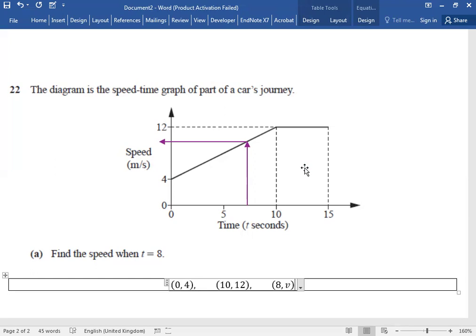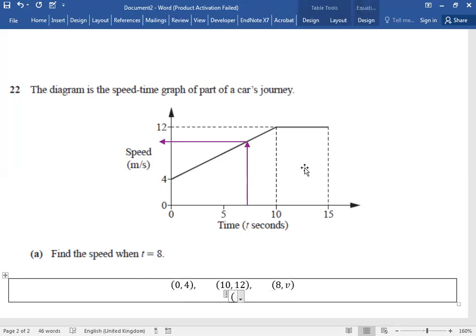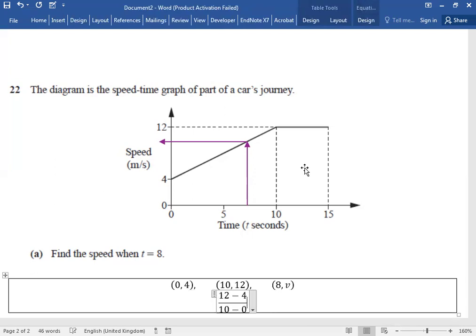Now, no matter what pair of points I choose, the gradient must be the same. Okay, let's take the first 2 points first. 12 minus 4 upon 10 minus 0 should be equal to, let's take the first and the last one, it's easier, V minus 4 upon 8 minus 0. Is that right?